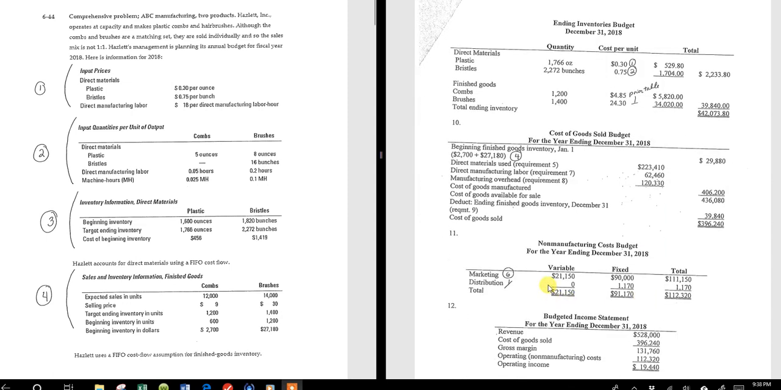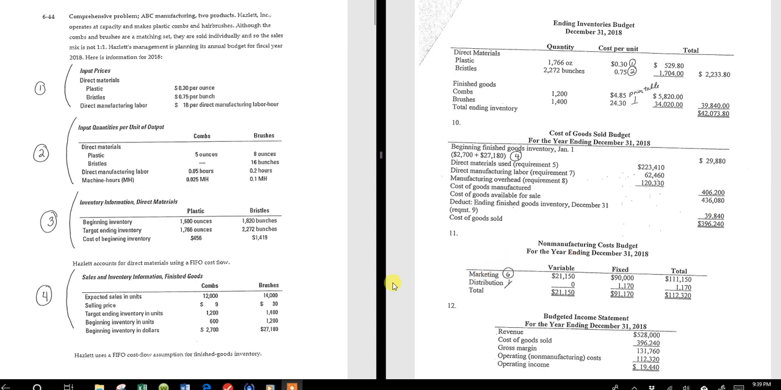So now we're going to do a cost of goods sold one. I have beginning finished goods inventory of combs and brushes. Okay, and my beginning inventory is from right here, 2,700 and 27,180, plus direct materials used. You can pick that up from requirement 5. You can scroll up. Direct labor is your direct labor budget. Manufacturing overhead, you can check number 8 for your overhead budget. Gives you cost of goods manufactured, that's just a subtotal. Minus ending inventory, which is right there, gives us cost of goods sold.